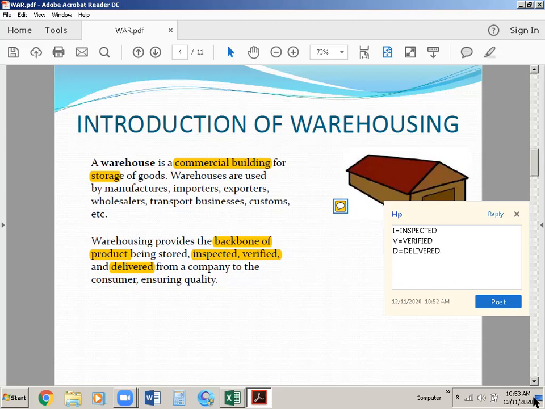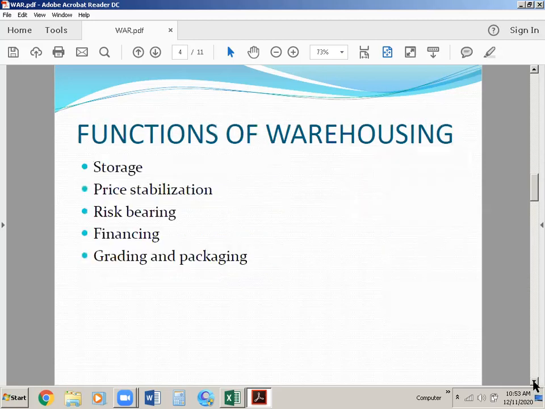Then I move towards the next slide: functions of storage, your warehousing. The functions of storage or godowns are: the first function is the storage of large and bulk commodities. The second one is price stabilization. Once you have availability of products, the price of the product can be established, stabilized, and maintained well. So it will not cause any inflation in the market.